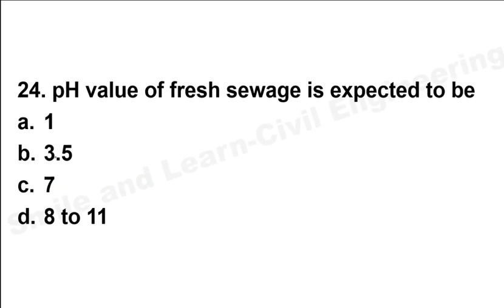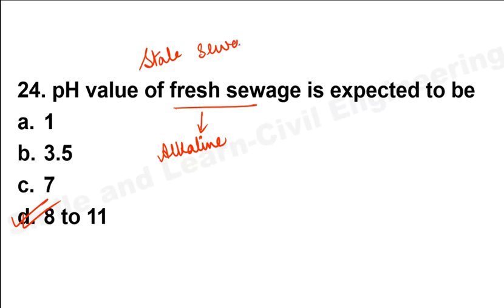Next question, the pH value of fresh sewage. Fresh sewage is always alkaline, I've told you so many times, and stale sewage, or sewage after remaining for a certain amount of time, becomes acidic. We have also studied the steps of sewage digestion: acid fermentation, then acid regression, then alkaline fermentation, all these steps occur.